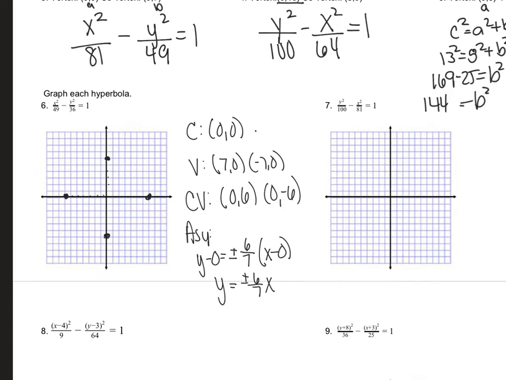Let's use our asymptote. So we're going to start at 0, 0. We're going to count up 6, 1, 2, 3, 4, 5, and over 1, 2, 3, 4, 5, 6, 7. So this is one asymptote. My other asymptote's going to be the other way. 1, 2, 3, 4, 5, 6, 7. This is my next asymptote. So we're going to go ahead and draw these, these are my branches.